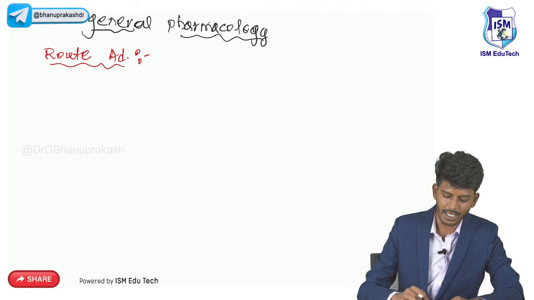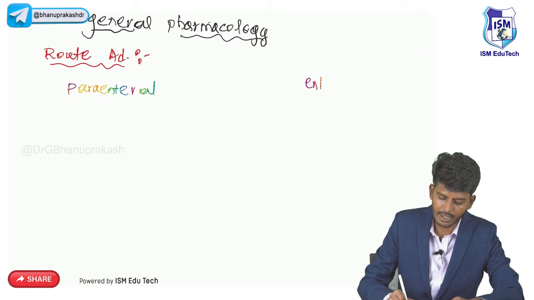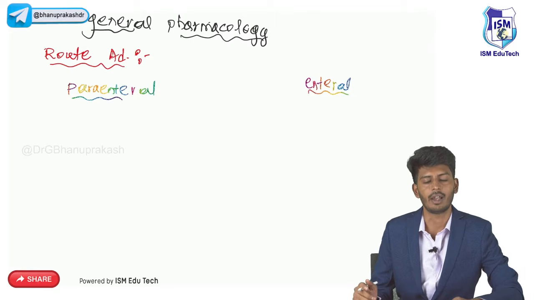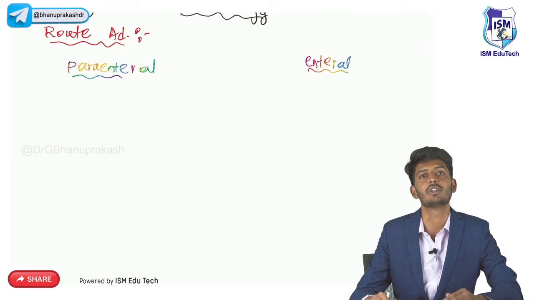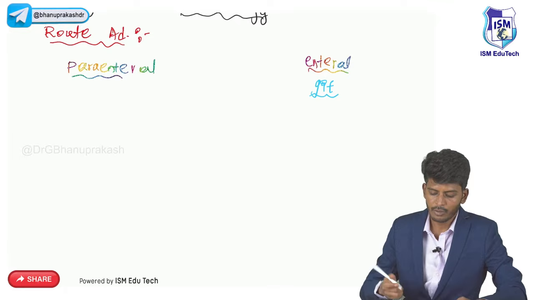All the routes of administration are divided into two types: parenteral, and there's one more called enteral route of administration. So we have two routes, parenteral and enteral. What do I mean by parenteral? Parenteral is any route of administration which is not using the gastrointestinal tract, but enteral is using the GIT, the gastrointestinal tract. So that is the enteral route of administration.